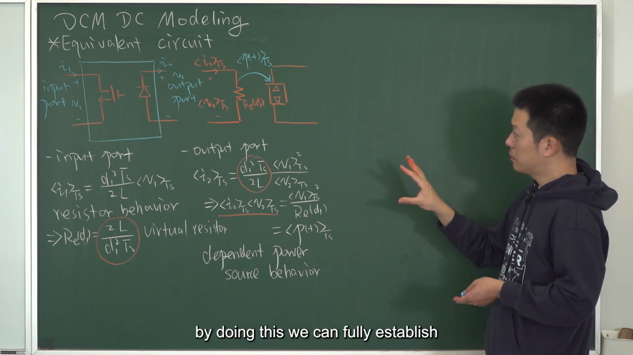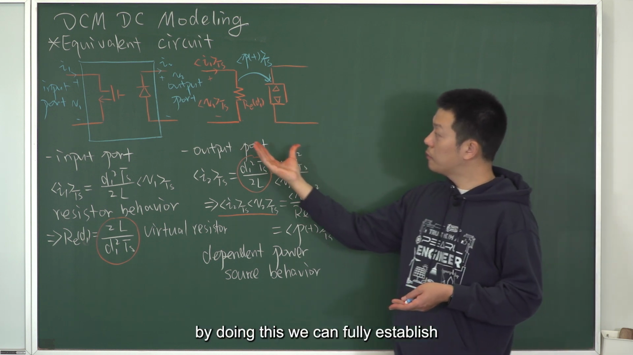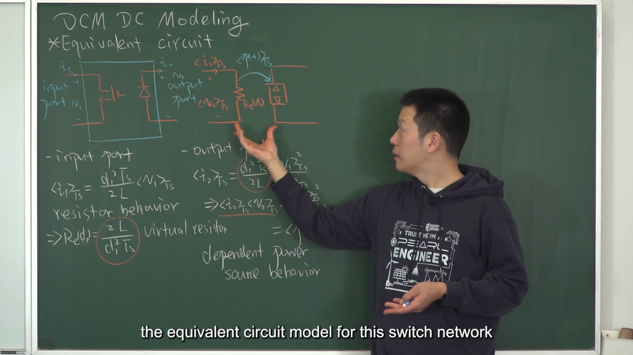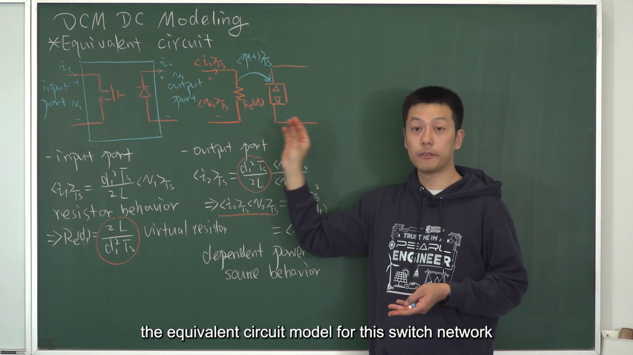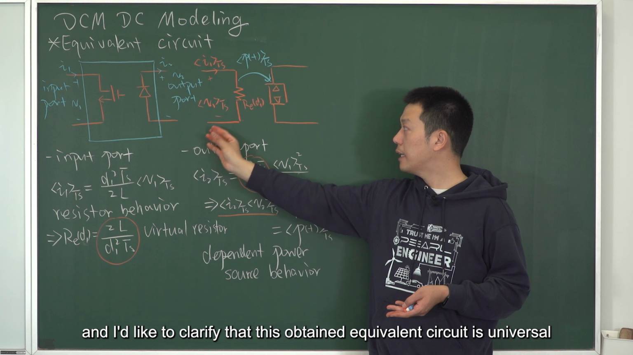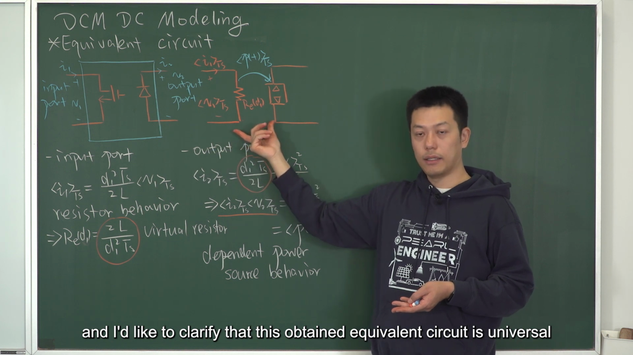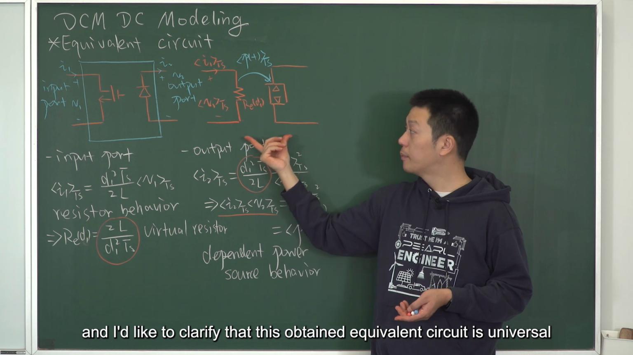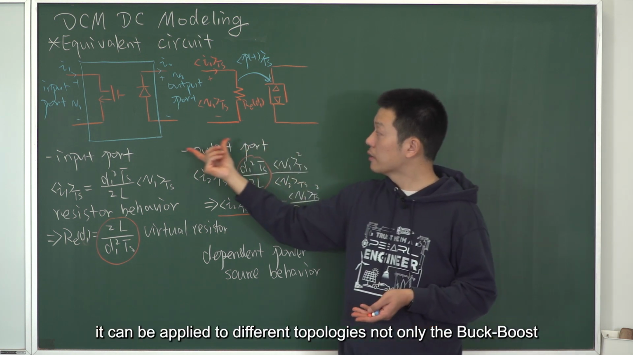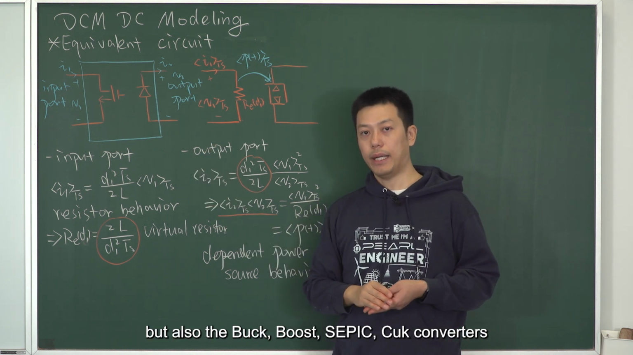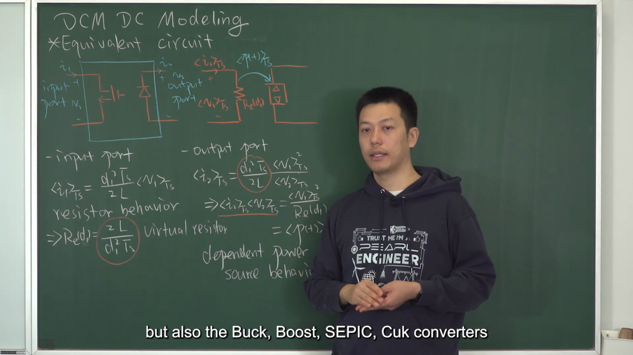By doing this, we can fully establish the equivalent circuit model for this switch network. And I'd like to clarify that this obtained equivalent circuit is universal. It can be applied to different topologies, not only the buck boost, but also the buck boost, SEPIC, and Cuk converters.